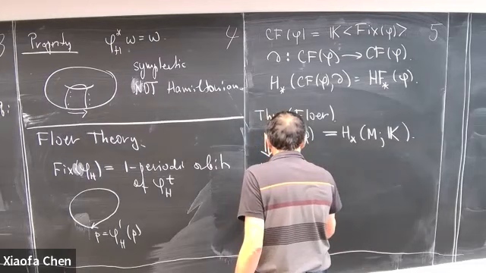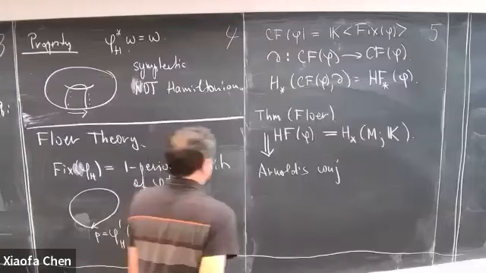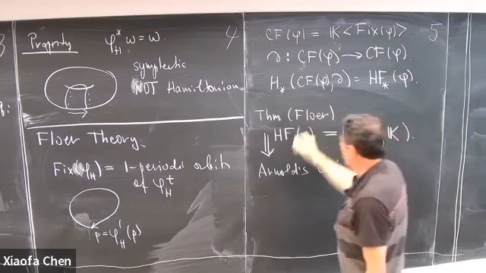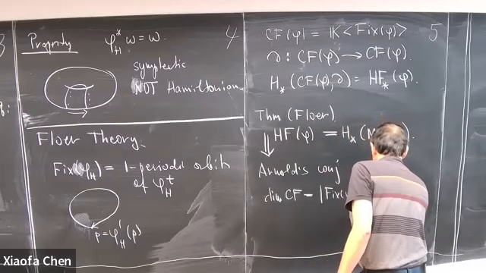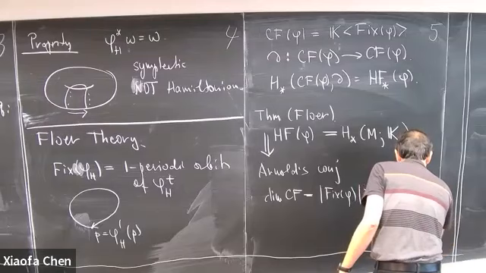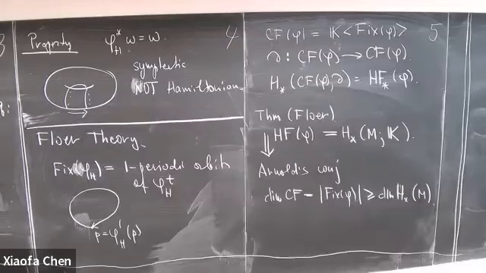which says that, at least under some non-degeneracy conditions, the dimension of the complex, which is the number of fixed points, is bounded from below by the sum of the Betti numbers of the manifold. So this is, in a nutshell, what Floer theory does.